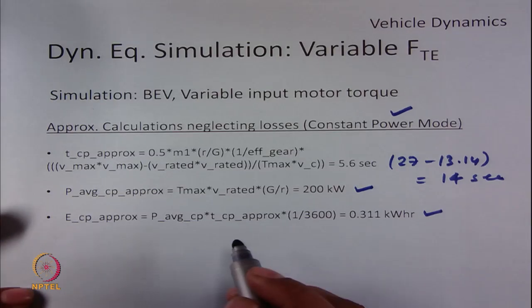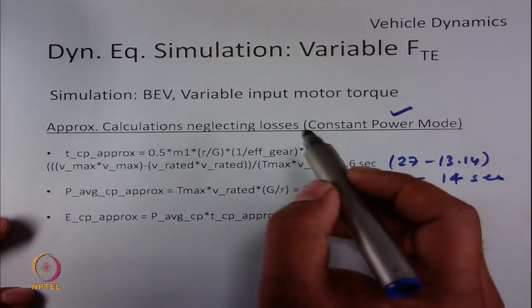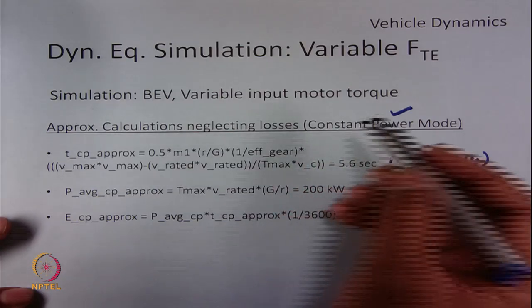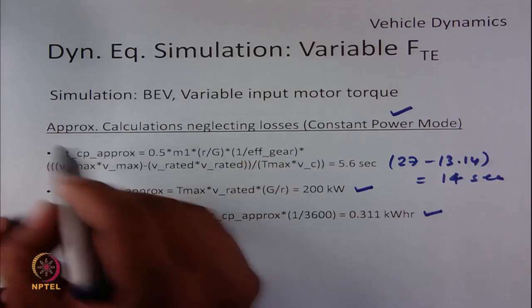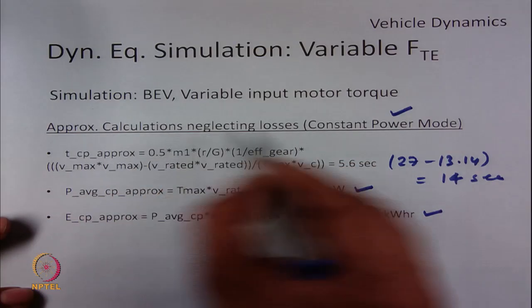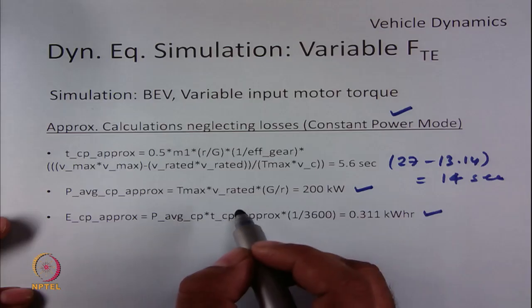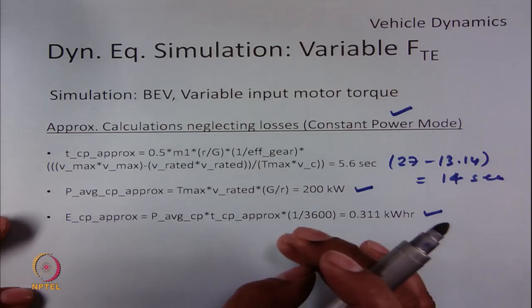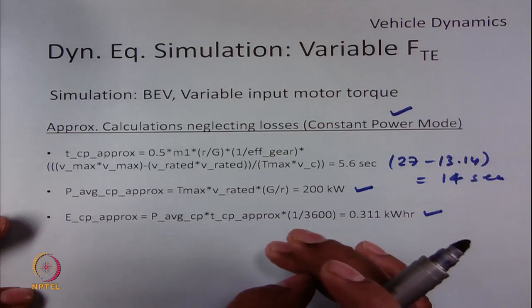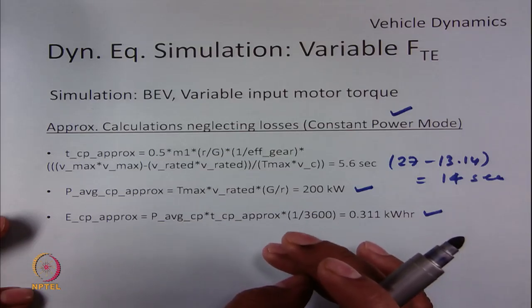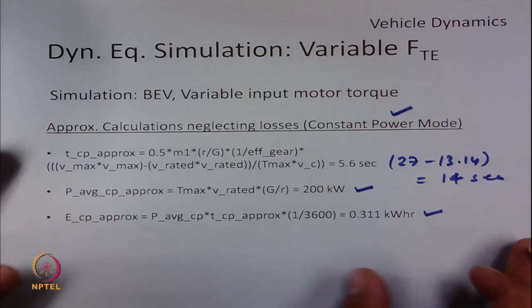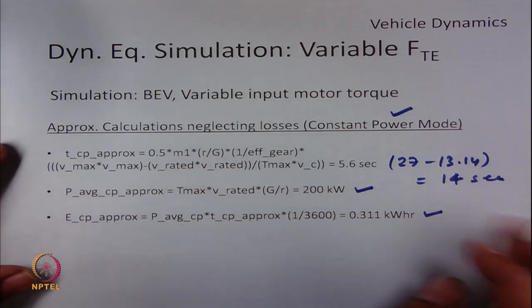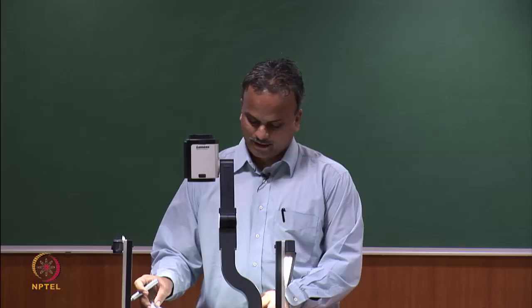So, let us try to do the simulation with this approximation where we actually neglect the losses due to resistive forces like rolling resistance, aerodynamic resistance, slope, and all the transmission losses. If we do that, this value should meet the simulation.